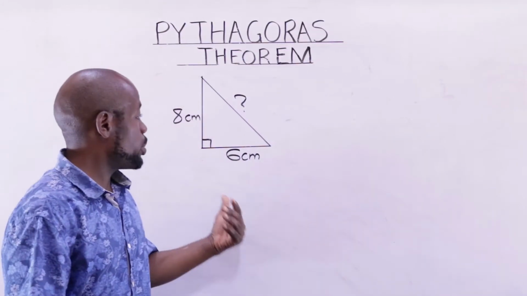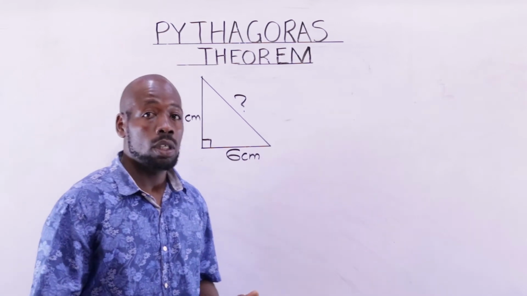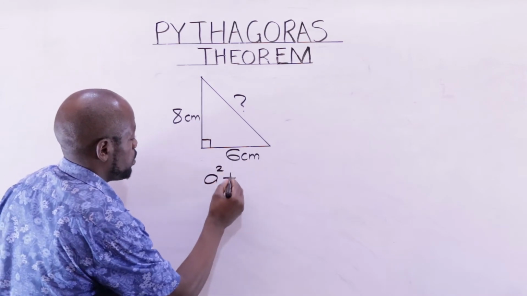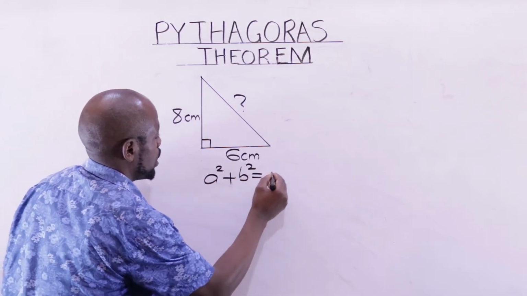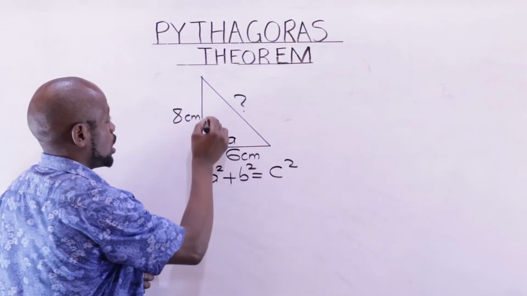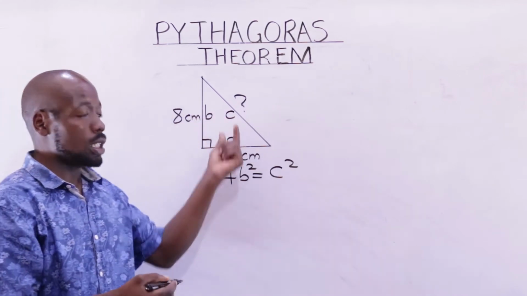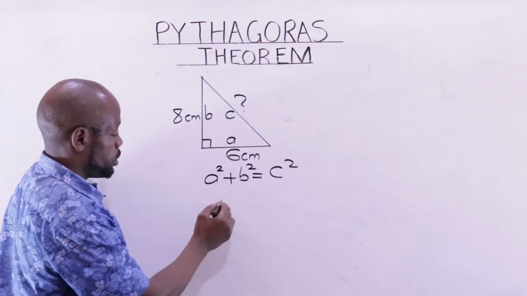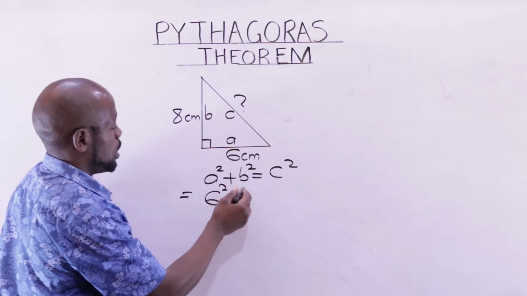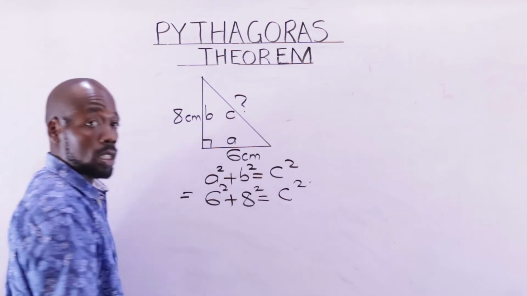This is our first example. We are supposed to get the longer side of this right-angled triangle. So we have to remember what we said: a squared plus b squared should give us c squared. So in our triangle here, the base is a, the height is b, and the longer side is c. So what we have to find is the c. Then we will come here and do a substitution and say a is 6 centimeters, so square 6, plus b, which is 8 centimeters, square 8, should give us c squared.